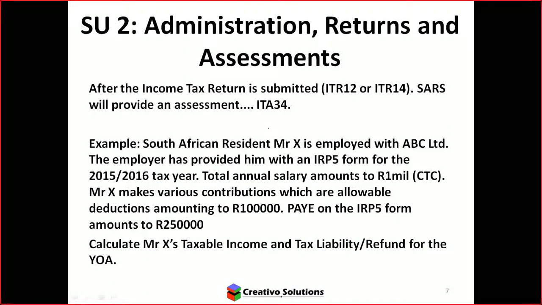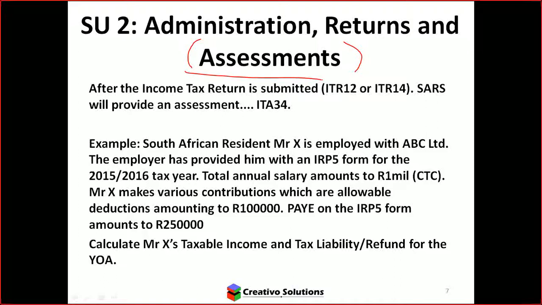Right, here's an example. After the income tax return is submitted, ITR12 or ITR14, SARS will provide an assessment, and that's called an ITA34, which is going to be provided to you by who? By SARS, sir. Exactly. And what is that going to communicate? It's going to communicate how much is outstanding or how much is owing or how much is refundable, and that's the assessment. That's the process that takes place.